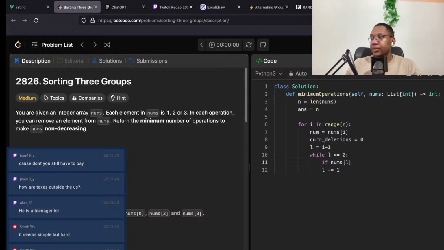How are taxes outside the US? Because don't you still have to pay? Yeah, you still have to pay. The United States is one of the only countries that taxes you regardless of where you live. So even if I don't live in the United States, they'll still tax me. So it'd be interesting. Basically paying taxes.